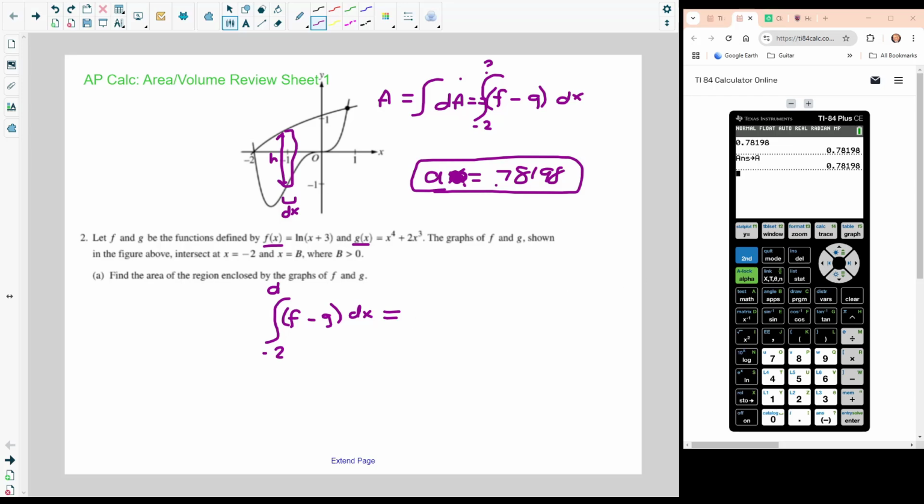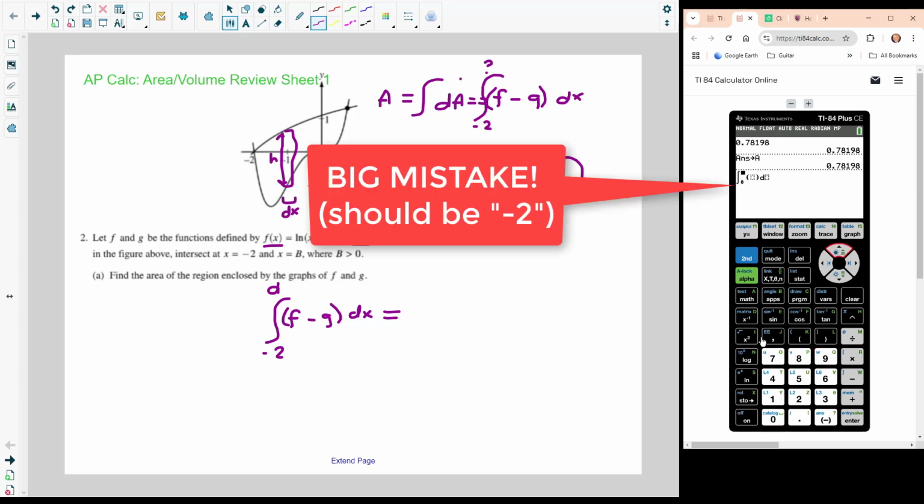Okay, so let's put that in our calculator. So we're going to integrate. So math, FNINT is number 9. From 0 to A. Remember, we've stored A, so I'm going to put alpha A. Okay, 0 to A, and it's going to be F minus G.